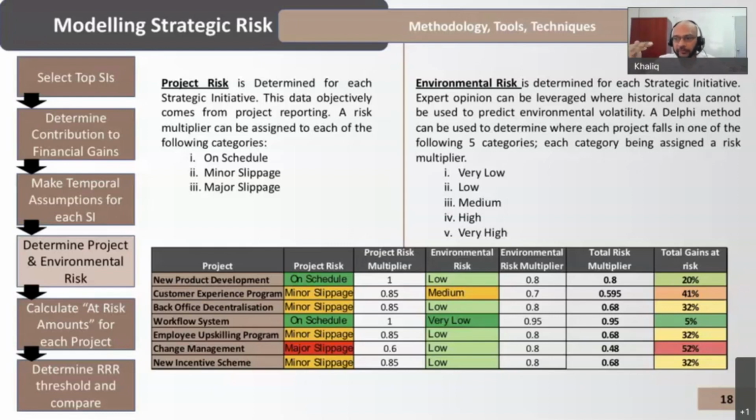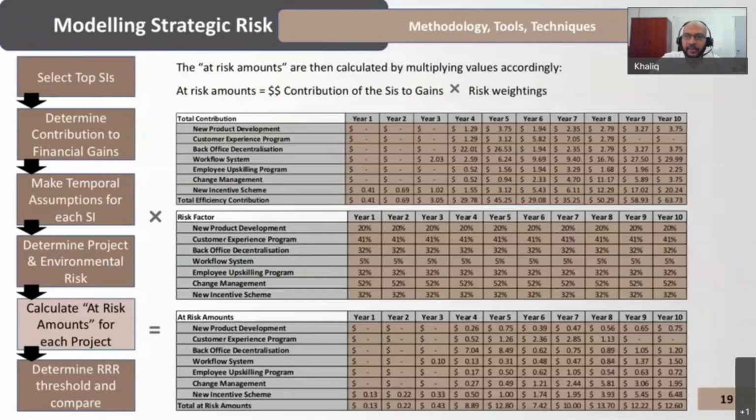So thus far, we would have calculated the dollar value contribution of your strategic plan. Now we've assigned some current risk values for each initiative. So the next step is to multiply the dollar value in terms of gains for each strategic initiative by the risk weighting. And then what you would get is an at-risk amount.